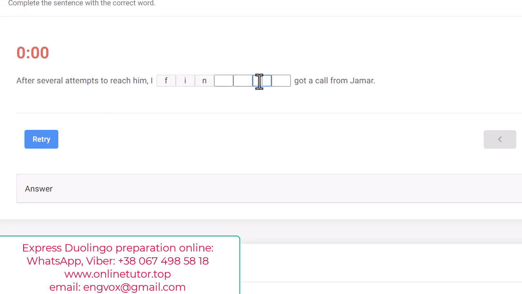Also, by the way, remember please that if you have an adverb, in 99% of cases you will have ly at the end. There are some exceptions, of course, like fast and so on, but they don't change the overall picture. So we have ly. If we have ly, so we have only 2 letters to guess. I finally got a call from Jamar.